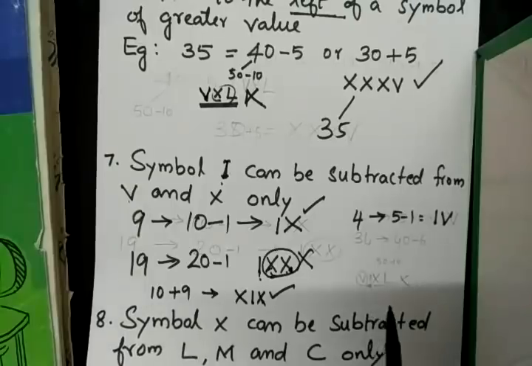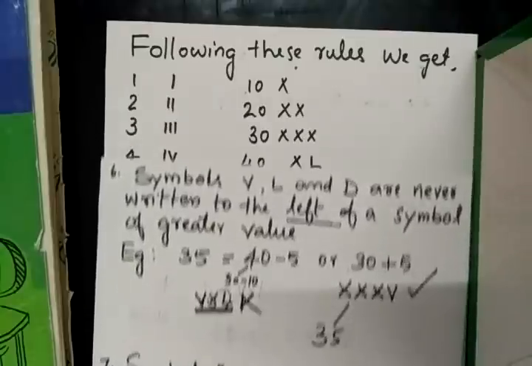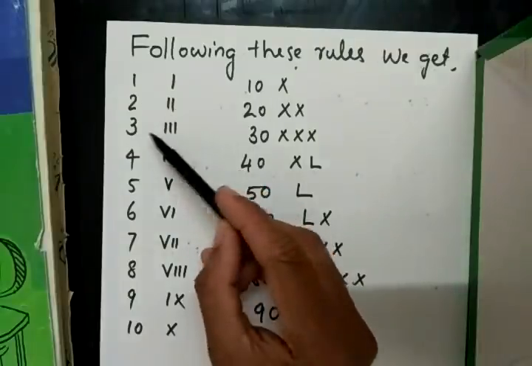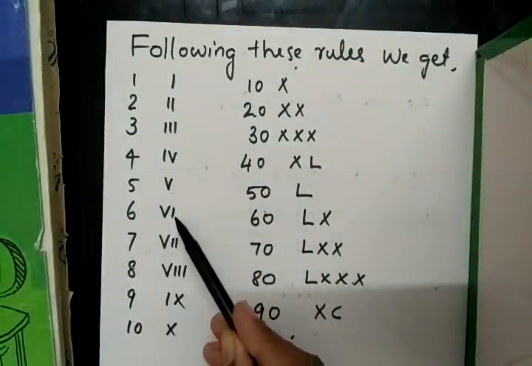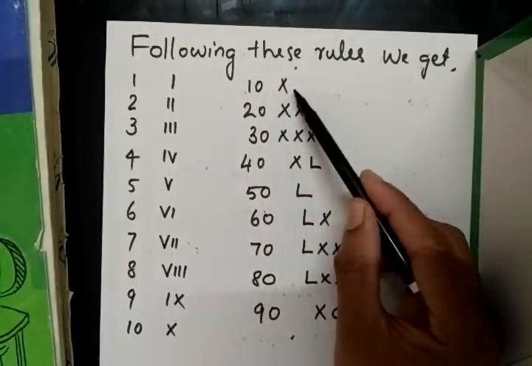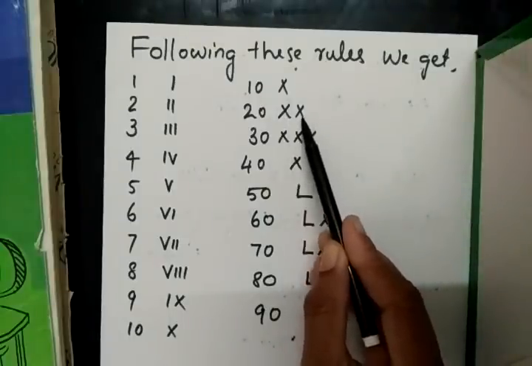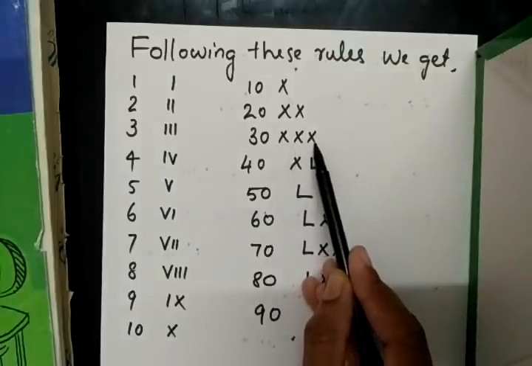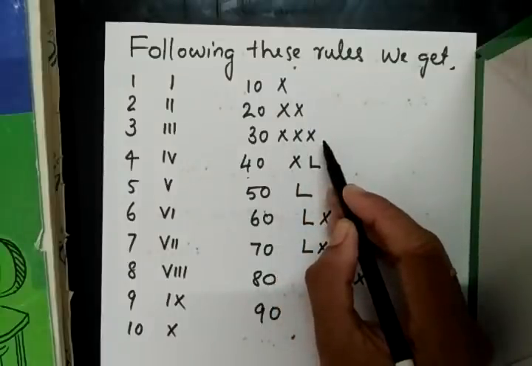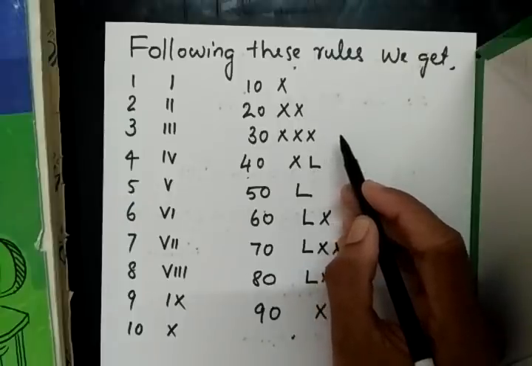Now let us see, using all these rules, how we get these numerals. This represents 1, 2, 3, 4, 5, 6, 7, 8, 9, 10. And now again 10, 20, 10 plus 10, X plus X. 10 plus 10 plus 10 is 30, XXX. For 40, we cannot write X four times. Is it? So that is the second rule: we cannot repeat a symbol more than 3 times.